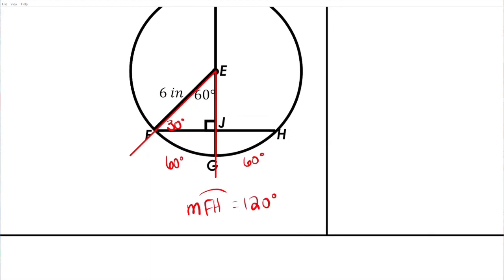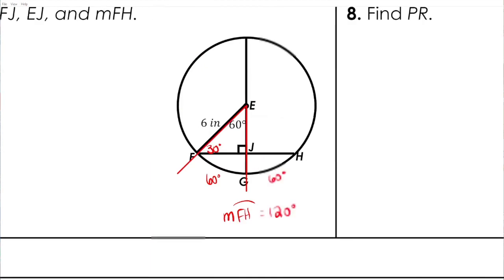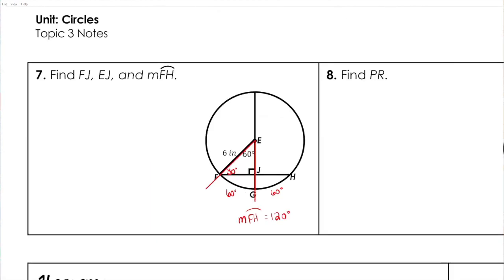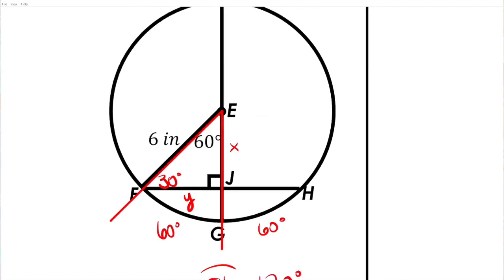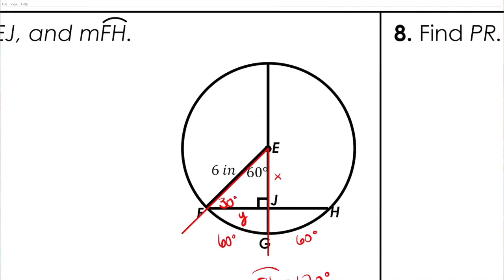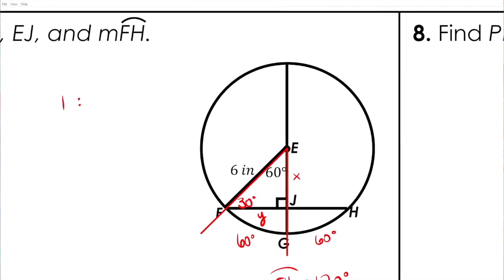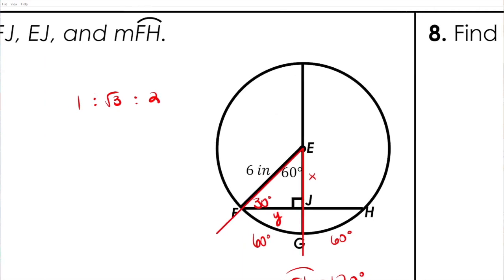So that one wasn't too terrible. But yes, we need to find EJ and FJ. So I'm going to let this be X, and we'll let FJ be Y. What's the ratio? 1 to √3 to 2. Okay, that's every 30, 60, 90 on the planet. What about this particular 30, 60, 90? We have our short leg is X, our long leg is Y, and our hypotenuse is 6.